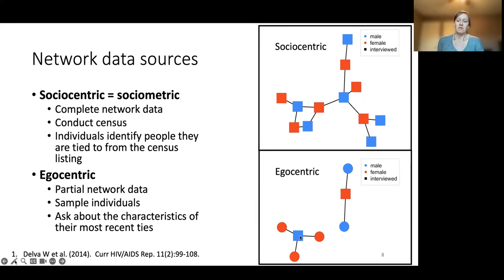And so we would have information about the individual and their partners, but we wouldn't have information about how those partners connect to other individuals within the network. But what's great is that you can use this egocentric data to answer questions about, for instance, mixing patterns. So you can see how alike people are with the people that they're tied to, but you can also potentially generate complete networks from this information within the egocentric data.